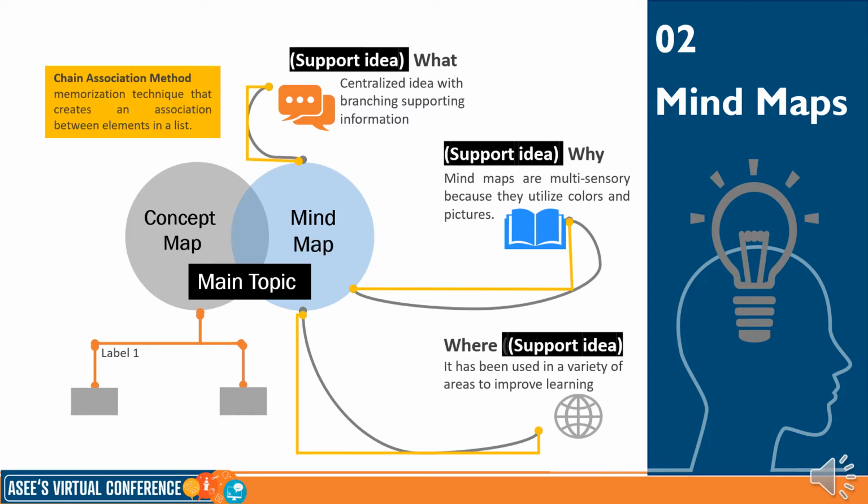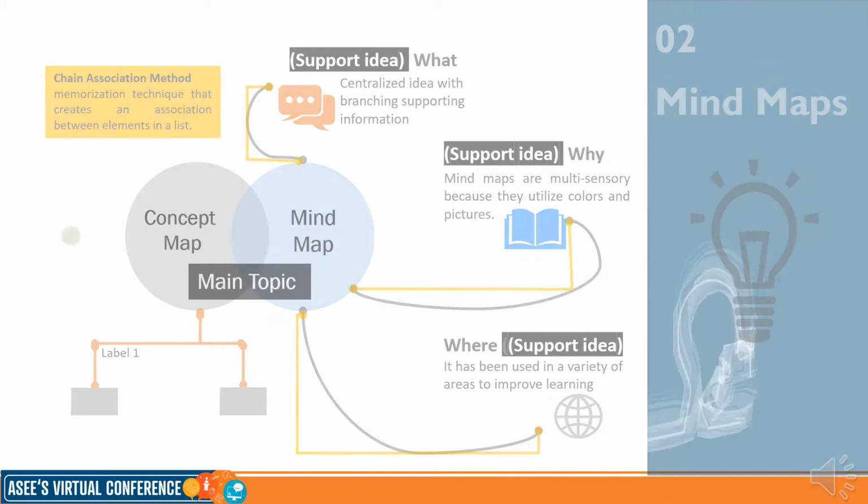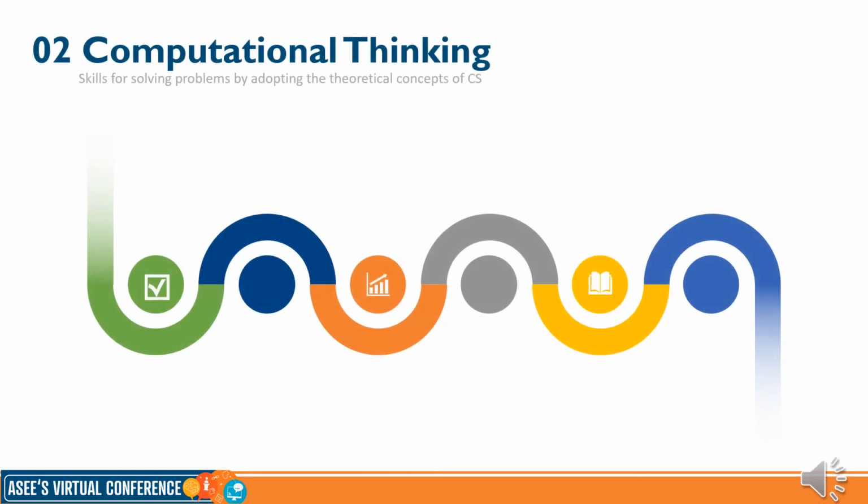We complement the mind map with a memorization technique called the chain association method. It's to create an association between elements in the list, manipulating original information into a form that the brain can readily process to teach computational thinking. But what exactly is computational thinking?